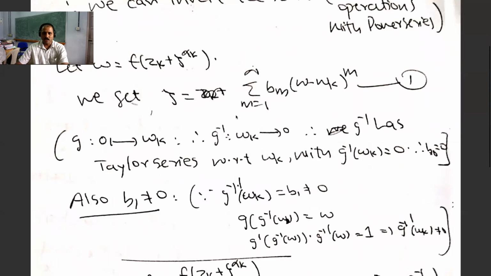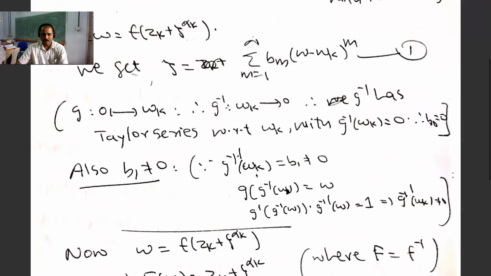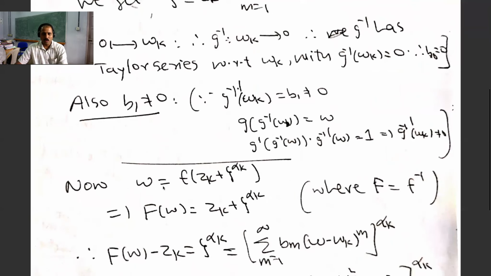Also, B1 is not equal to 0 because the derivative will not vanish at omega k. That is trivial. Therefore, omega equals f of zk plus this thing, which implies capital F of omega equals small f inverse. So if you apply f, you will get the argument here, zk plus this. So f of omega is this.